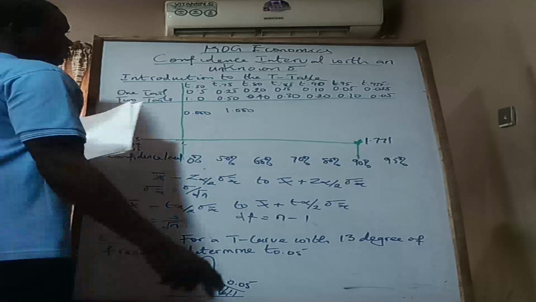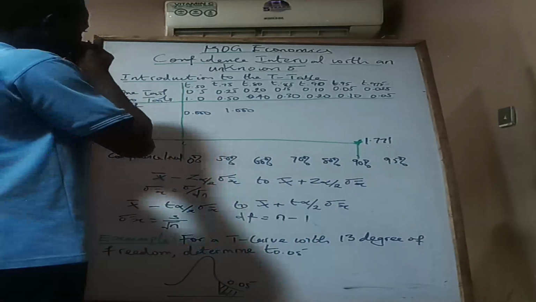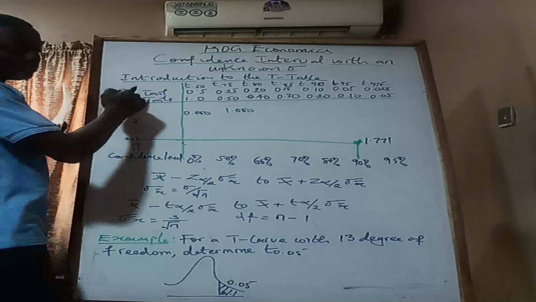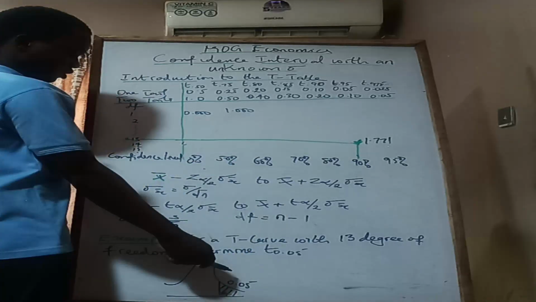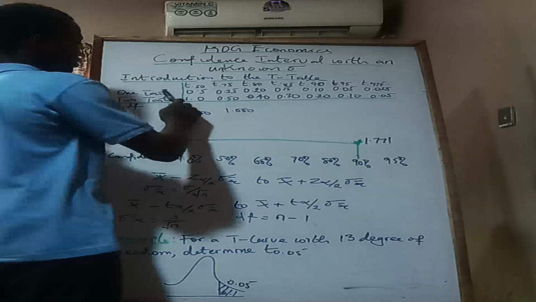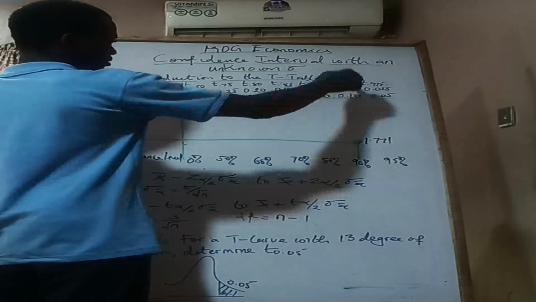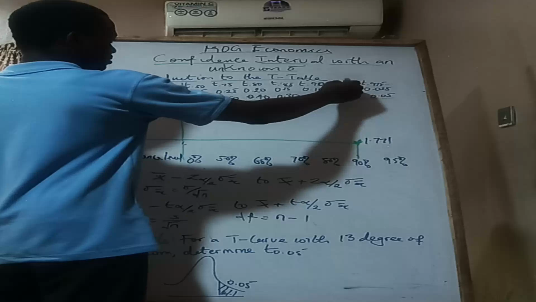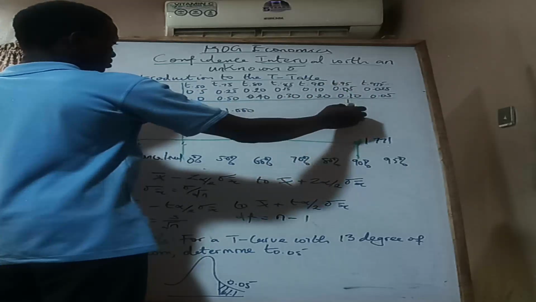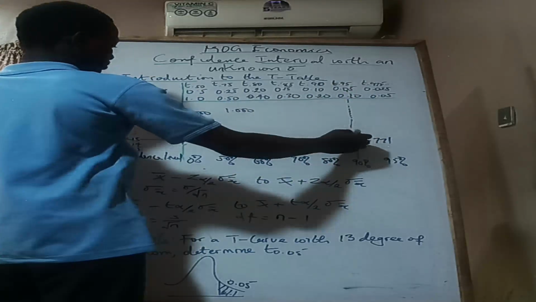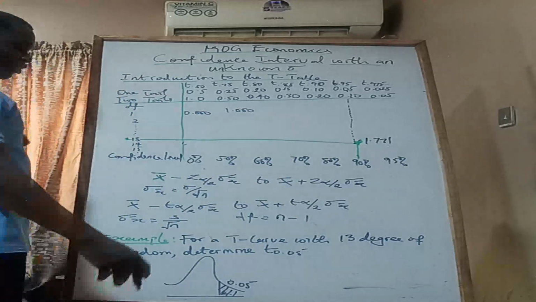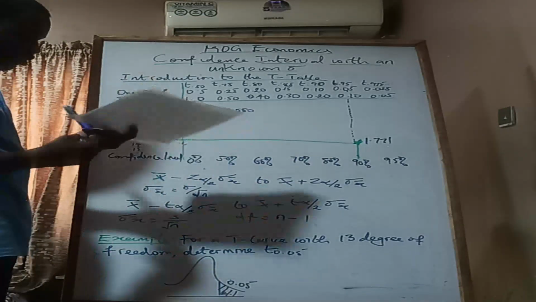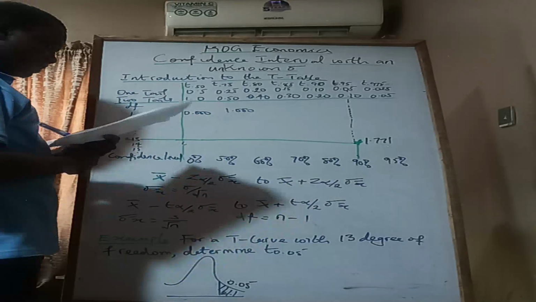Another way to see it is that since I'm considering one tail, t 0.05, when you have 0.05 here and then you drag this to degree of freedom of 13, it's still at the same number, 1.771. So I think that settles that.